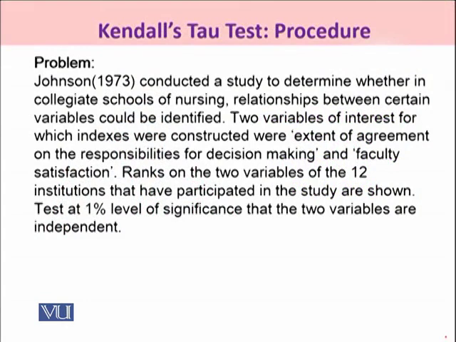So the problem at hand is a study by Johnson in 1973 that he conducted on collegiate schools of nursing, and he was supposed to find out the relationship between two types of variables. One was the extent of agreement on the responsibilities for decision making, and the other was faculty satisfaction. For the said purpose, he picked 12 institutions that participated in his study, and he was required to test at the 1% level of significance whether the two variables, the extent of agreement for decision making and faculty satisfaction, are related or independent of each other.